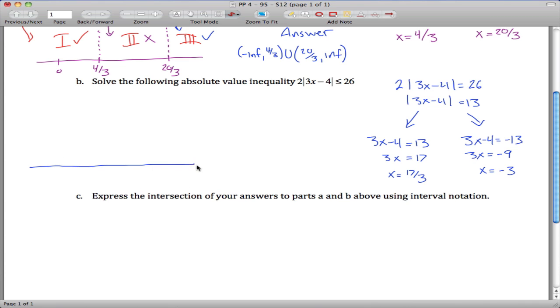So again, I get this number line here. I got negative 3 and 17/3. And that gives me these three regions.